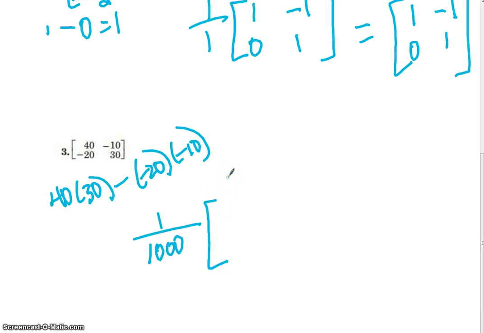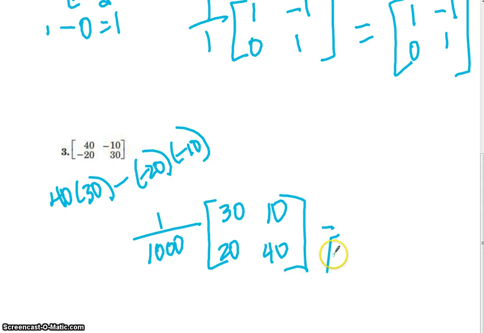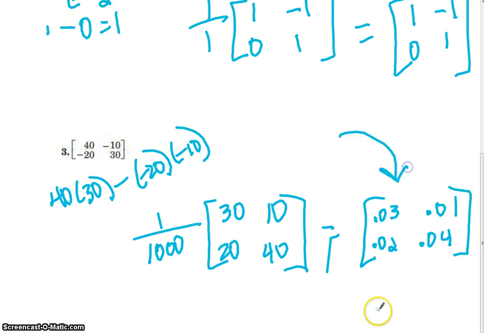Okay, and you're going to multiply it by your D, negative B, negative C, A, which is going to be 30, 10, 20, 40. And so when you multiply those, you're going to get 0.03, 0.01, 0.02, 0.04. This is your answer.